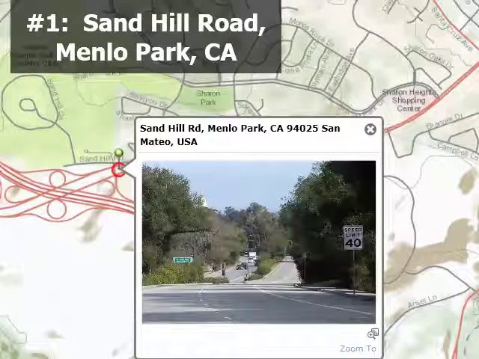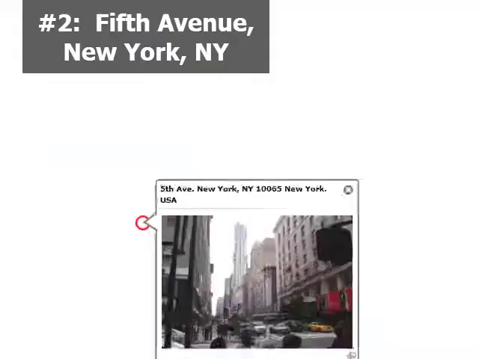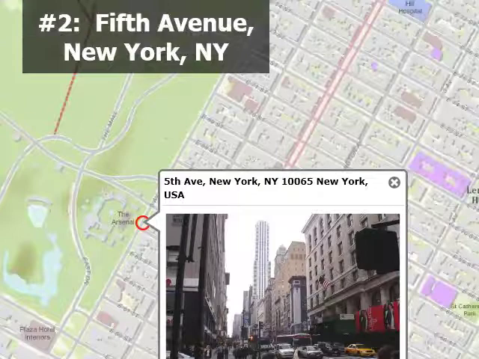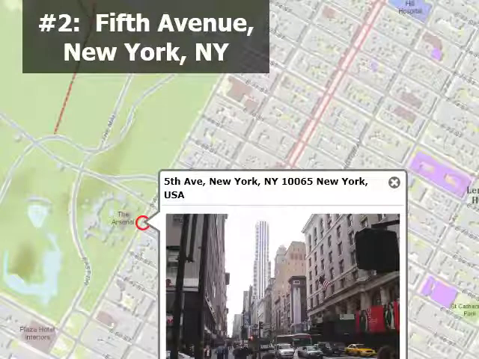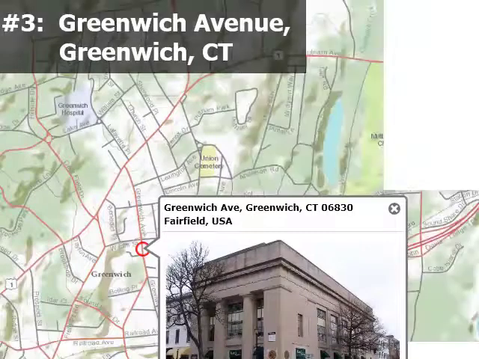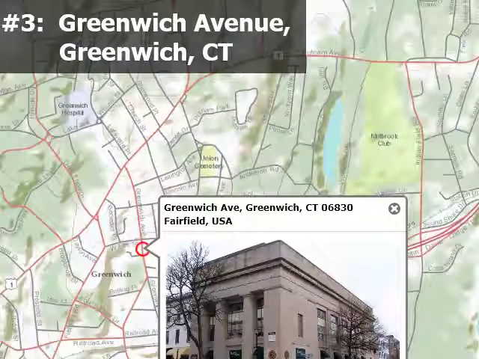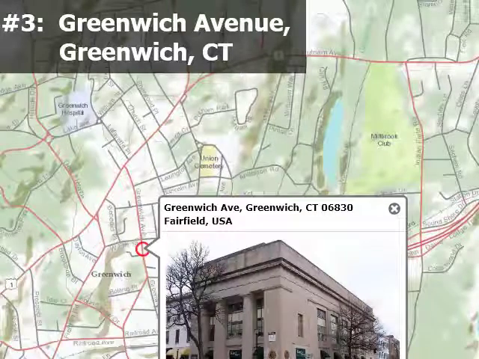Sand Hill Road in Menlo Park, California. Here's the second street, Fifth Avenue, New York, New York. Perhaps this was one that you hypothesized would be in the list of the top 10. Here's the third one, Greenwich Avenue in Greenwich, Connecticut. Why would that be?